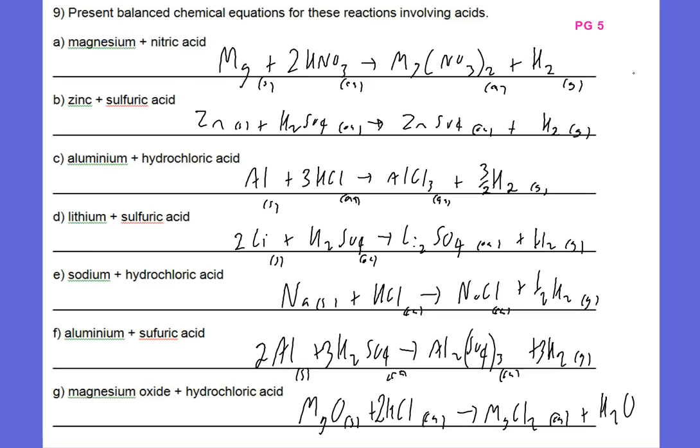The answers are here. Sorry about the handwriting, but if you've balanced them, you should be able to just quickly check if you've got them balanced correctly. If you've made any mistakes in these ones, please make sure you go back and do them again or get some support, because being able to balance chemical equations is a critical skill.